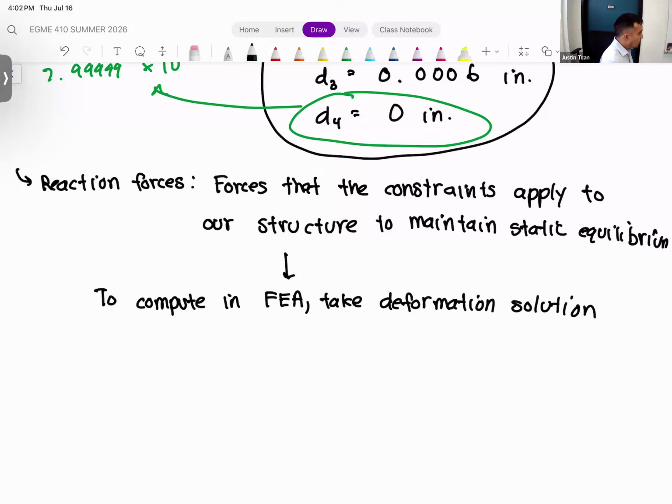So you're going to take your deformation solution and do a simple matrix vector multiplication. You're going to multiply it by your global linear system. But the system that you're going to multiply it by is the system that you've made prior to applying the boundary conditions.